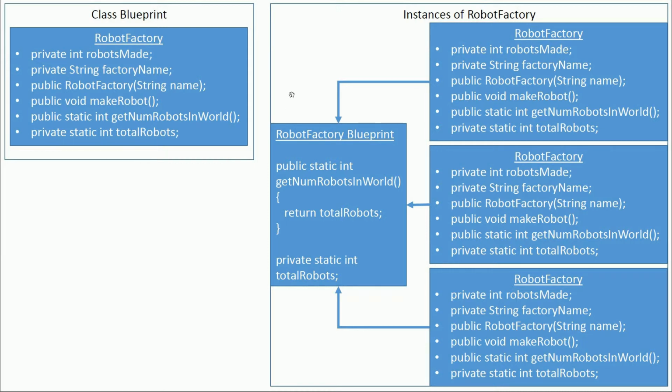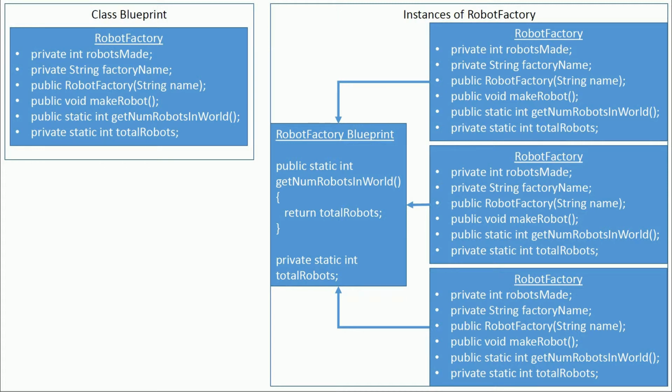Okay, so what does static actually do? Static basically declares whatever method or variable to be unique to the class definition, whereas most methods or variables within a class are unique to the instance of the class.